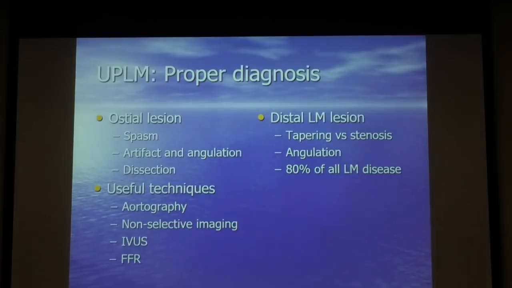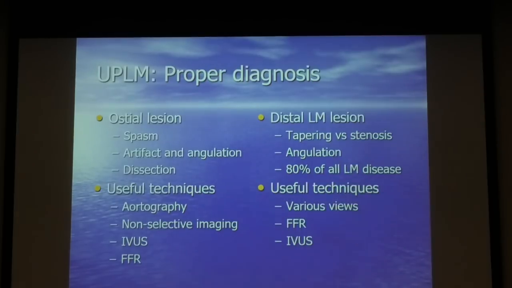Angulation sometimes give us extreme unsatisfactory imaging, and that looks like severe disease of the bifurcation. And it's extremely important to diagnose those because 80% of the left main, in fact, is involving the distal bifurcation of the left main. So it is extremely important to have a proper diagnosis of the left main disease.